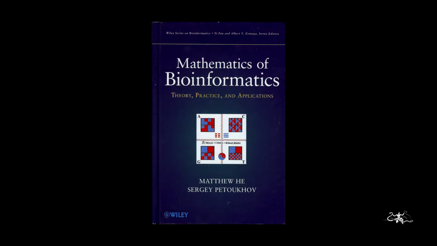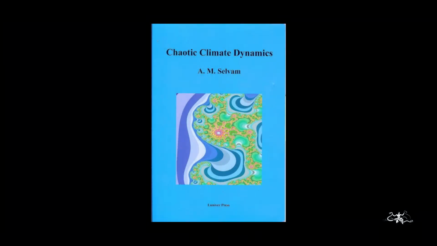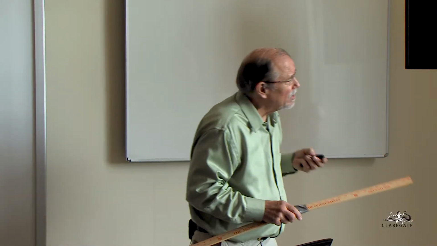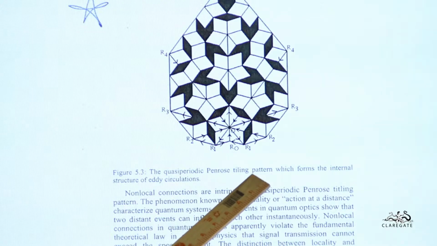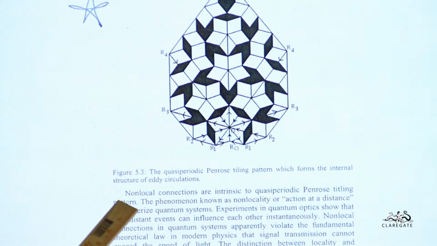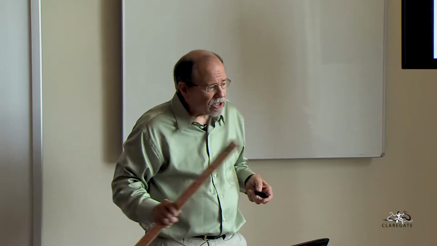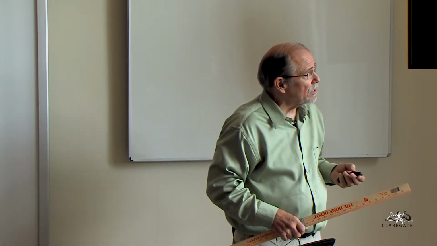He's developed these matrices that are just absolutely incredible, all based upon the golden section. Chaotic climate dynamics, nonlinear dynamics, you're finding the same thing. I actually took one image here. Here's the quasi-periodic Penrose tiling pattern, which forms the internal structure of eddy circulations. I've got so much I can't dilly-dally for you, but I'm telling you this is throughout nature.